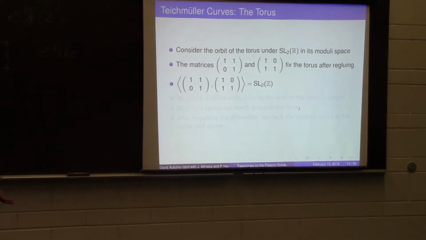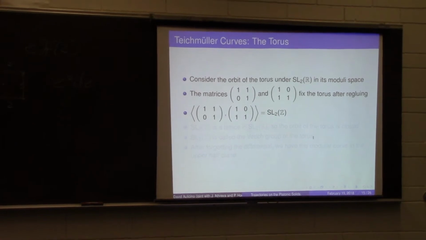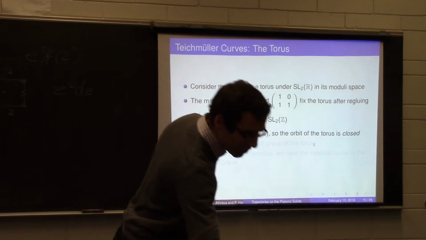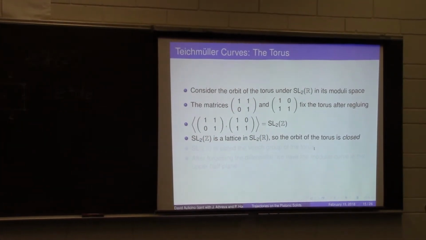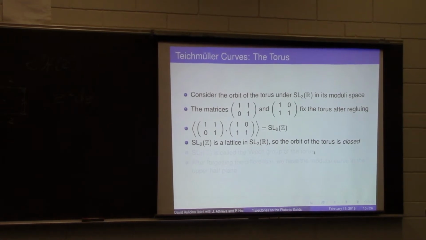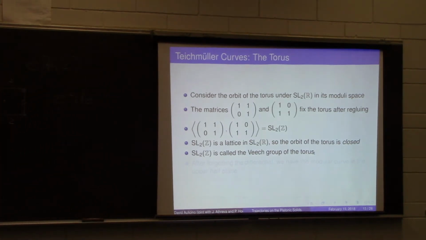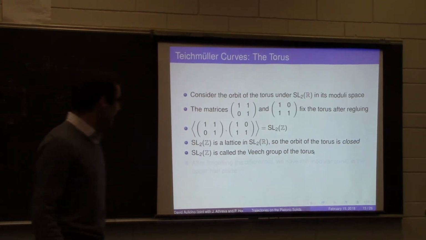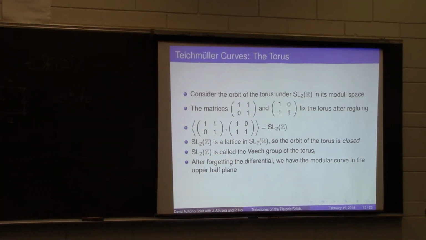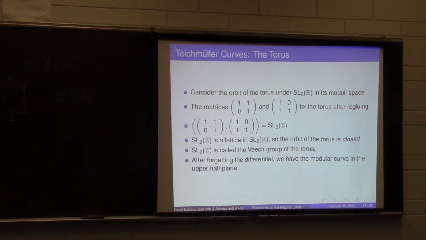However, these two matrices generate the subgroup SL2Z. And so SL2Z is a lattice in SL2R. So if we just mod out, we're going to get that the orbit of the torus is closed. And SL2Z is called the Veech group of the torus. And after forgetting the differential on the torus, we actually just get the modular curve in the upper half plane. And that's going to be called the Teichmüller curve of the torus.